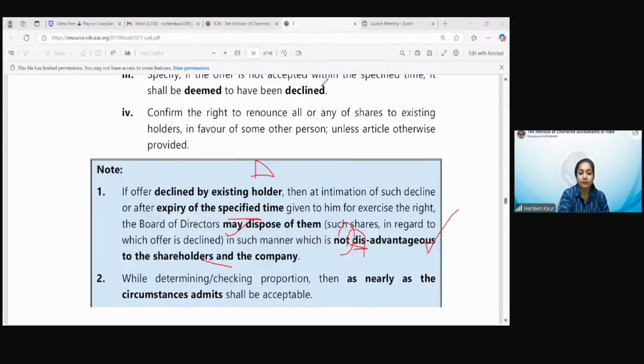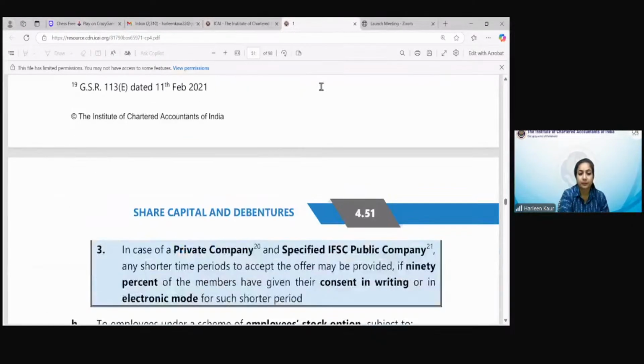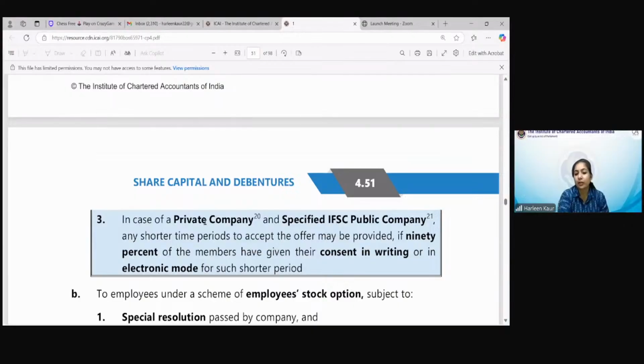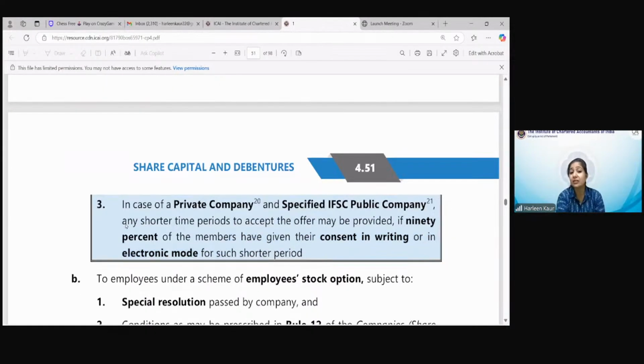Let's move forward. So I told you this is important. A private company can give the shorter period to accept the offer if 90% of the members have given their consent in writing that we are ready to accept it in a shorter period. So this line is important.